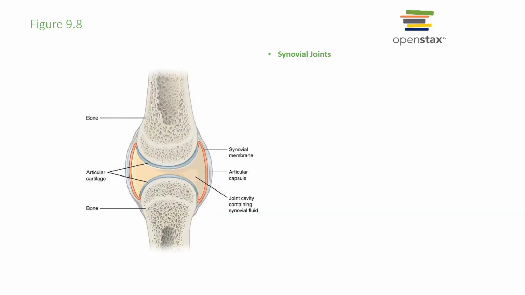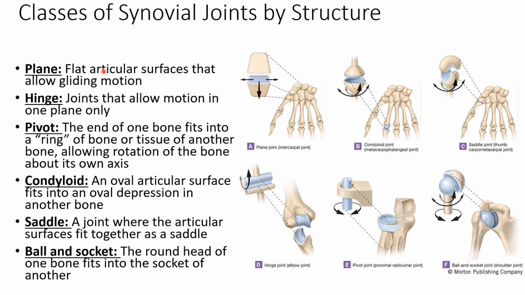Also here we have the synovial membrane, and on the very outside we have the articular capsule. So we have six categories of synovial joints related to their structure: plane joints, hinge joints, pivot joints, condyloid joints, saddle joints, and ball and socket joints. Within the name, it gives you a hint to their function and structure. Plane joints have flat articular surfaces that allow for gliding motion. An example would be an intercarpal joint between the carpal bones of the wrist.